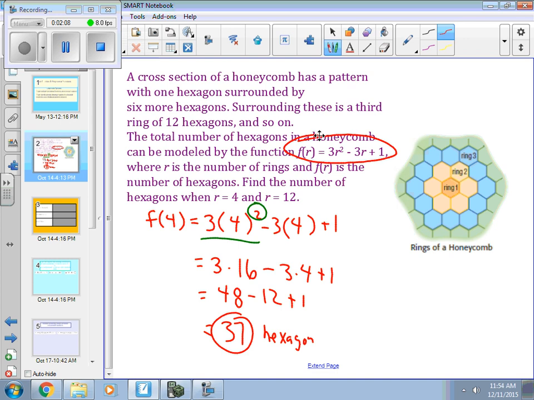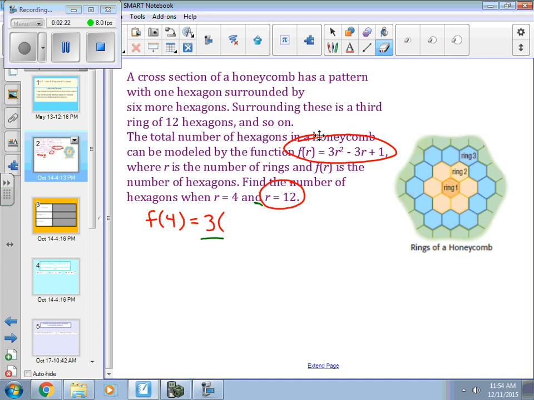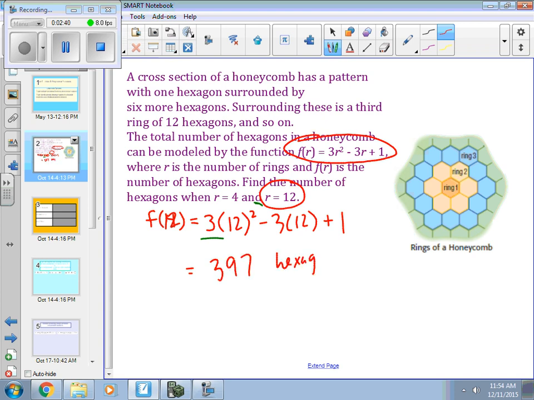Okay, why don't you pause the video and see if you can do the same thing now with 12. How many hexagons in the 12th ring? All right, let's see what you got here. If you do the exact same thing, just putting in 12 instead of 4, we have this, and you should evaluate, making sure you do the exponent first again. It should evaluate to 397 hexagons if you did it right. Okay, that's function notation. You learned about that a little bit in a prior unit. You should be able to apply it again now when we're doing these problems.